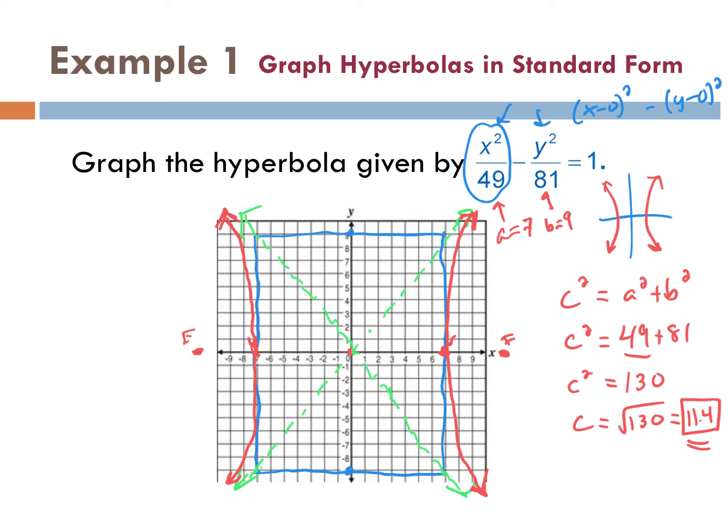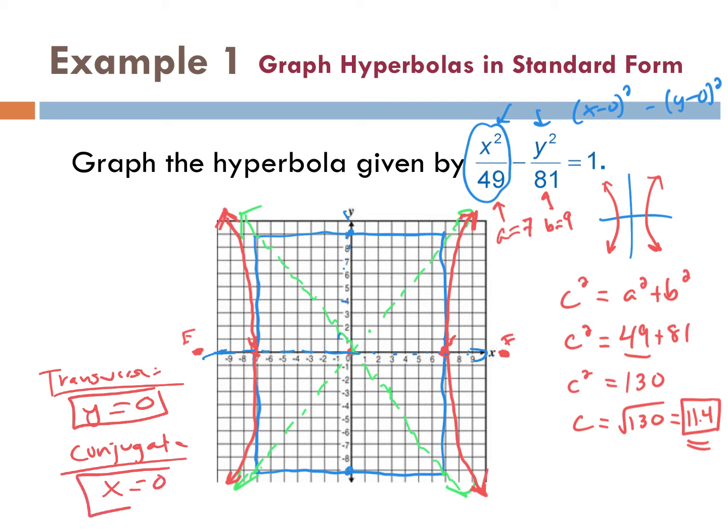So if I asked you what is the equation of the major axis or the transverse axis, remember the transverse axis always goes through the center to the vertices. So the transverse axis as an equation would be y equals 0 there. Basically the x-axis would be your transverse axis, and the conjugate axis would then be the y-axis going through the origin. So the conjugate axis as an equation would be x equals 0.